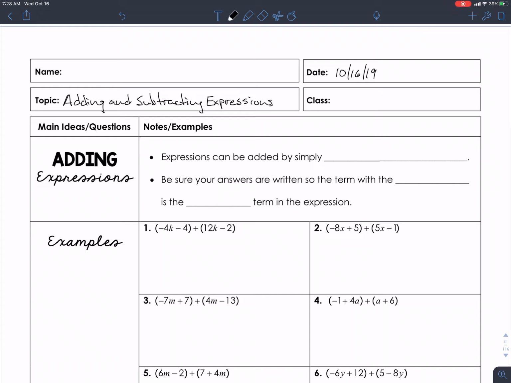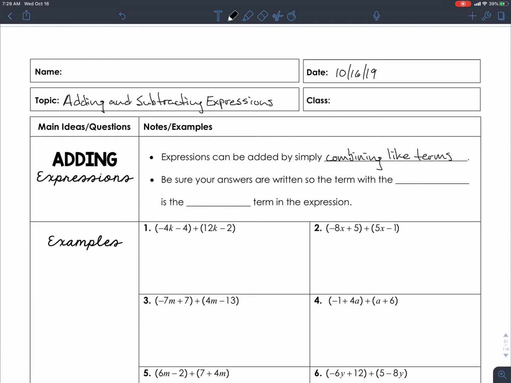So, adding expressions. I kind of want to break this down a little bit more to where we are just going to focus on each individual term, what's in the term, and whether it's positive or negative. And that kind of tells you how to combine terms. I'd stop thinking about adding and subtracting and just think about combining. So, expressions can be added by simply combining like terms.